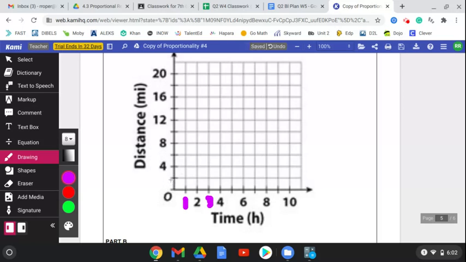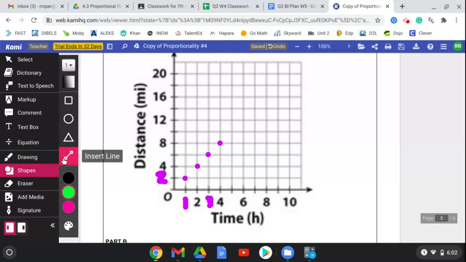So if they're traveling 2 miles per hour, here is 4 miles. And halfway between 0 and 4 would be 2. So they travel 2 miles in 1 hour, so there's a dot right there. That's where they're at. After 2 hours, they would be at 4 miles. After 3 hours, they would be at 6 miles. After 4 hours, they would be at 8 miles. And as you can see here, if I go shape and then insert line from the origin, I can connect the dots with a straight line.